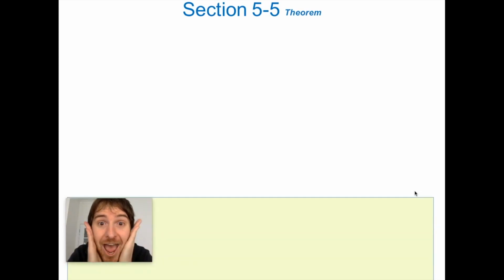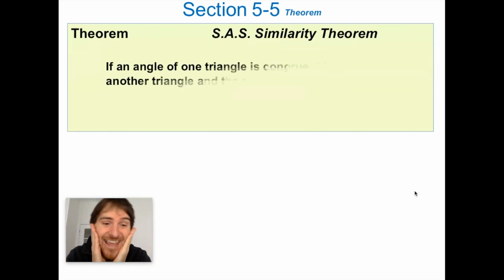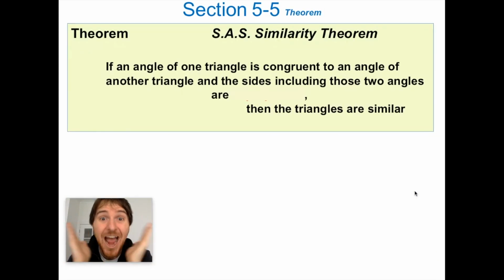Similarity is an equivalence relation, so let's get this away and get finally into it now, because guys, you're getting your first shortcut today, right? Second one overall, we have the AA similarity postulate, and right now you're getting the SAS similarity theorem.